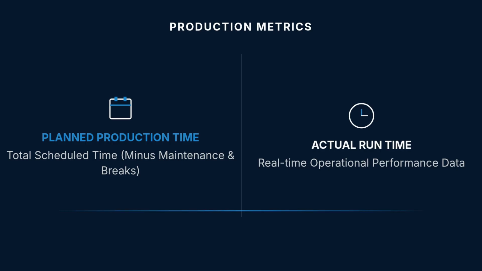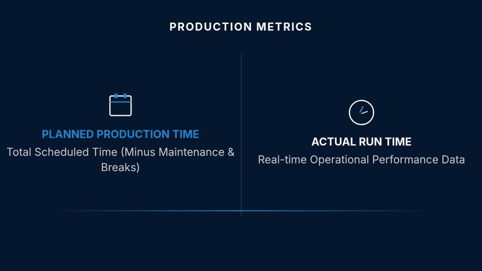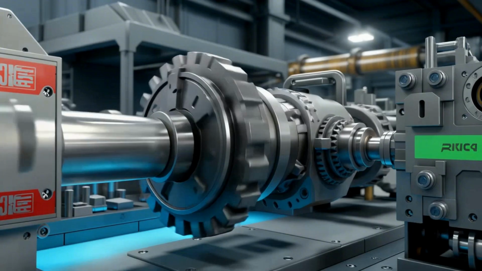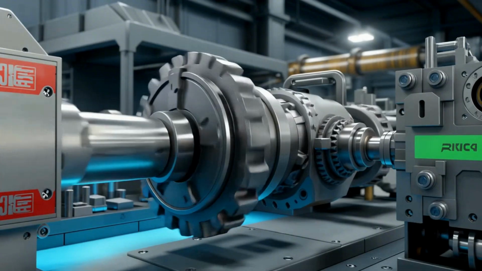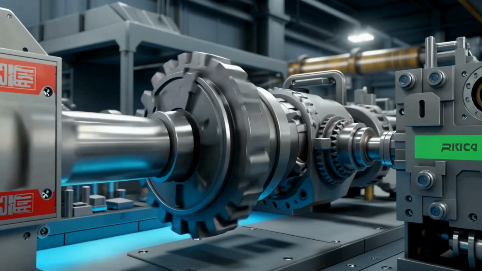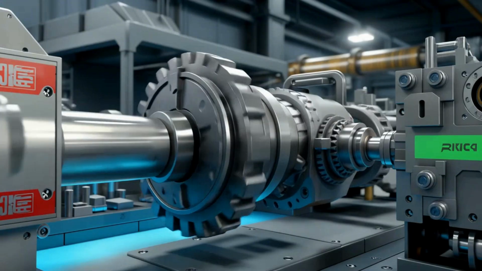First, planned production time in hours represents your total scheduled production time minus planned maintenance and breaks. Next, actual runtime in hours is when your equipment actually operated during that planned period. The ideal cycle time in minutes per part is your theoretical fastest production rate under perfect conditions.